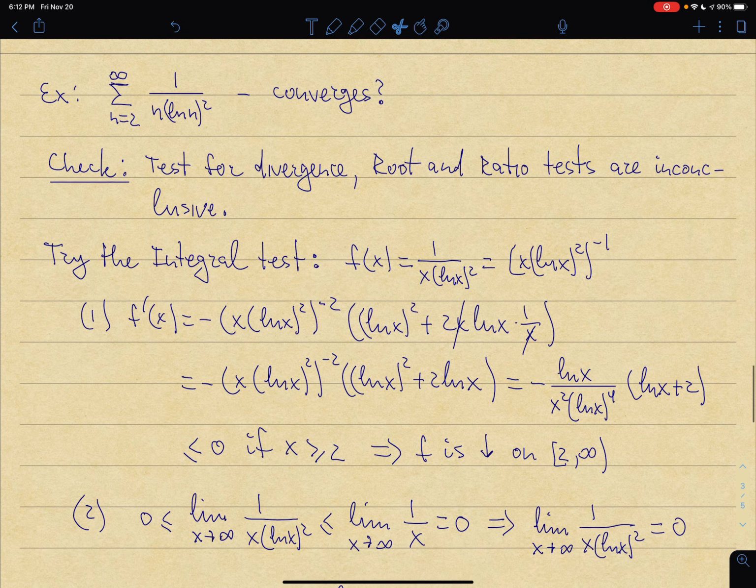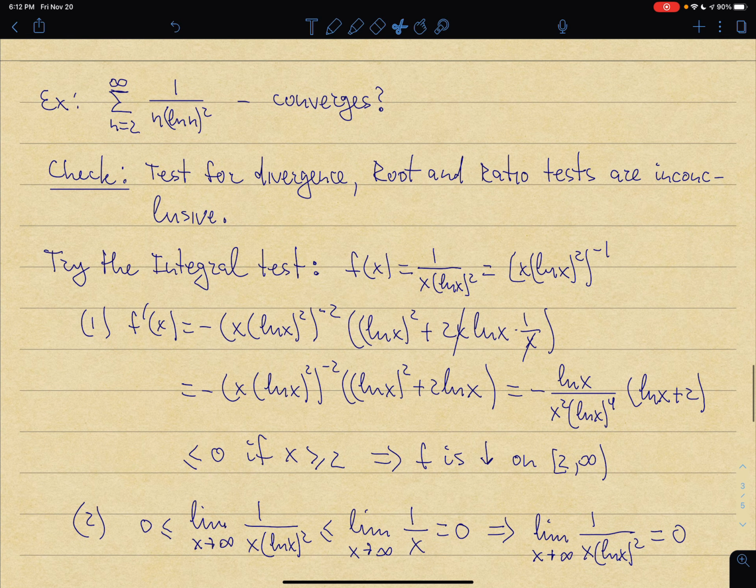And one more test. Let's look at a series like this. Does it converge or not? And at this point, we are allowed to use any test that you would wish. The easiest test to use, again, is the divergence test. What is the limit of this expression as n goes to infinity? It's 0, right? So the divergence test is going to be inconclusive.